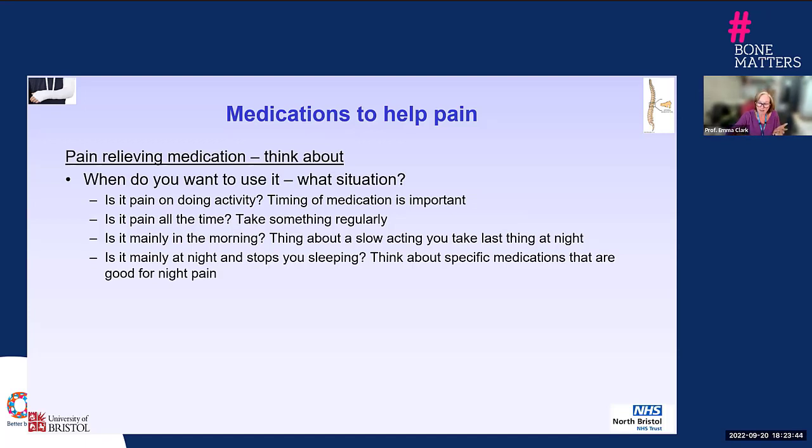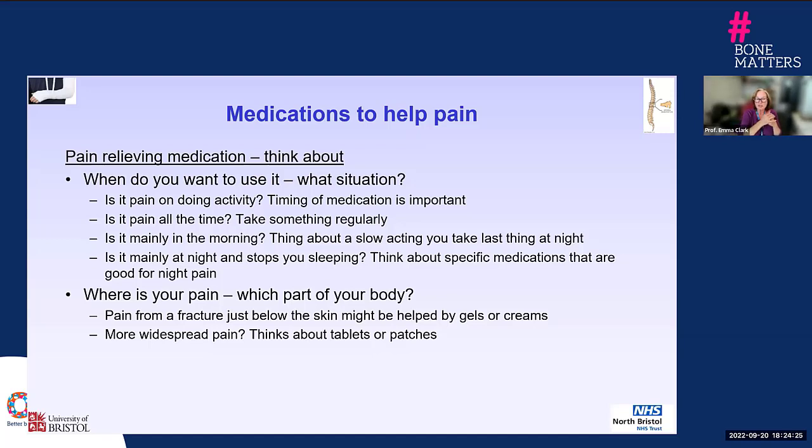Perhaps your pain is all the time that you want help with. And if that is the case, you should try taking your pain relieving medication regularly. You could consider thinking about a slow release preparation that lasts 12 hours, so you only need to take it twice a day. Or perhaps your pain is mainly in the morning. And in that case, you could take a slow release medication last thing at night that lasts about 18 hours, so has its main effect in the morning. Or perhaps your pain is mainly at night and stops you sleeping. So think about pain relieving medication about an hour before bed or specific medications for night pain.